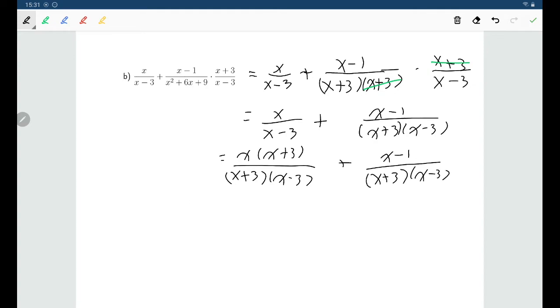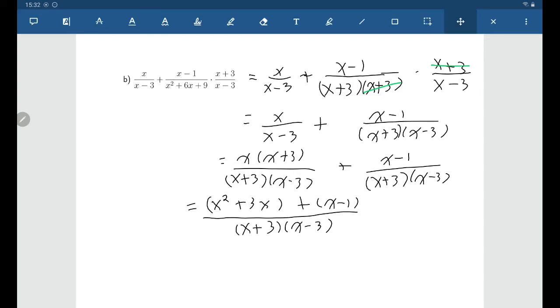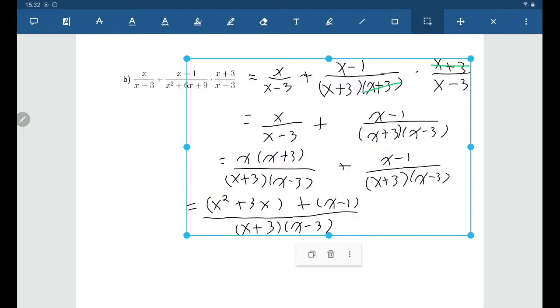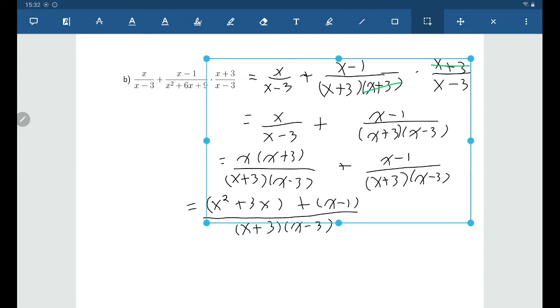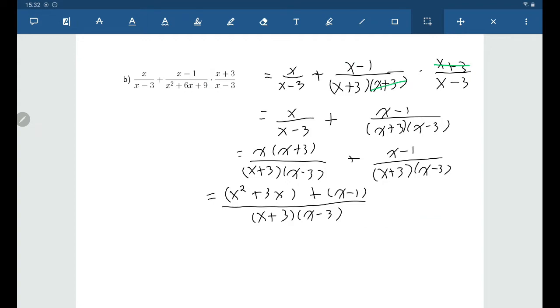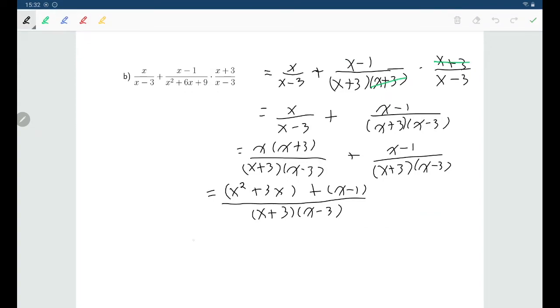And now if I were to just multiply things out, x times x plus 3, multiplying that numerator, that gives me x squared plus 3x. The second numerator is x minus 1. And they can all be put over the common denominator that we have of x plus 3 times x minus 3. So far, so good. So now the only thing that's left for me to do is just to simplify that a little bit further. That numerator, of course, I can combine my terms together. That gives me x squared plus 4x minus 1.